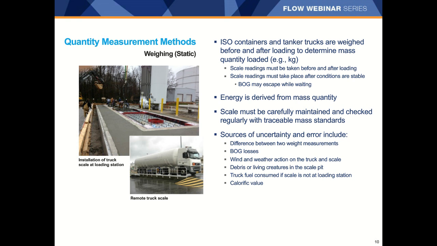Wind and weather can play a large role in how long it takes for the scale indication to stabilize. Sometimes debris or animals can get into the scale pit and can interfere with the scale linkage, causing errors. If the truck has to drive from the loading point to a scale at a different location, then fuel consumption from point to point must be estimated and also taken into account. And as with tank gauging, any uncertainty in the measurement of the calorific value will translate into uncertainty in the energy measurement.